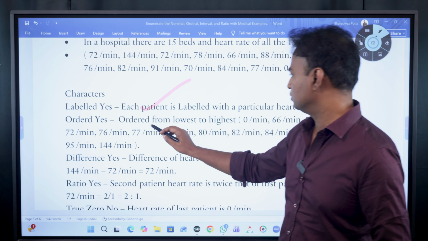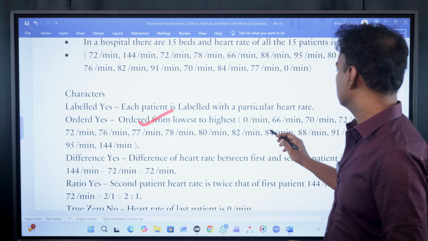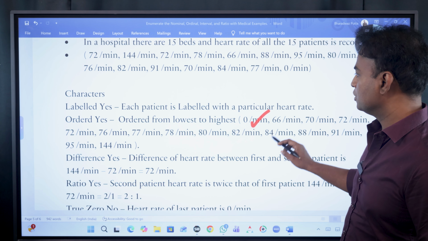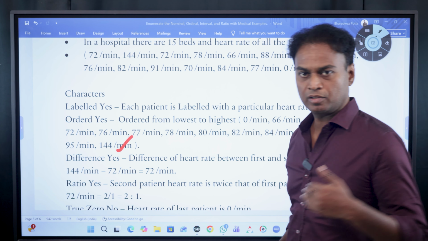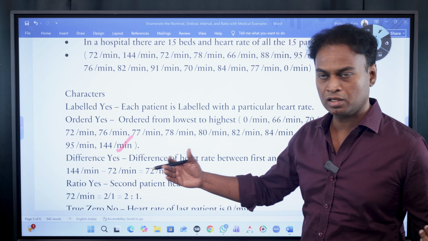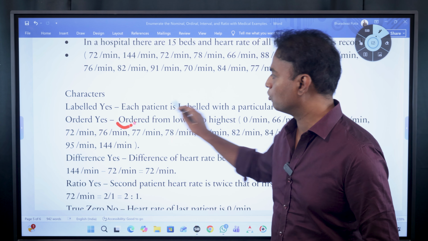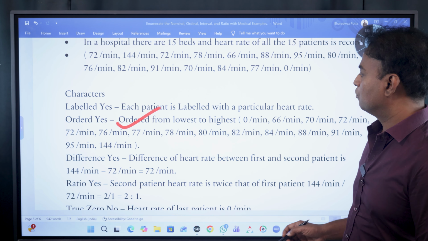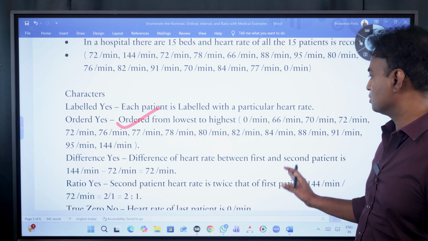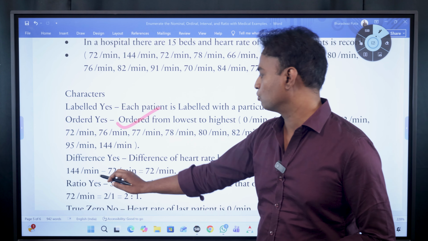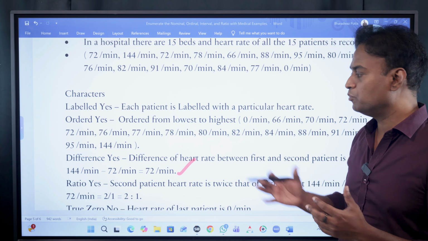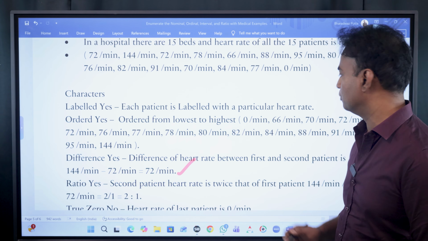Can you order them? Yes, you can keep them in an order. From 0 to 144, from min to max you can order it. So ordering is also possible for ratio scale. Can you find the difference? Yes. What is the difference between the heart rate of the first patient and the second patient? 144 minus 72, that is 72. Even finding the difference is meaningful here because it has true zero.